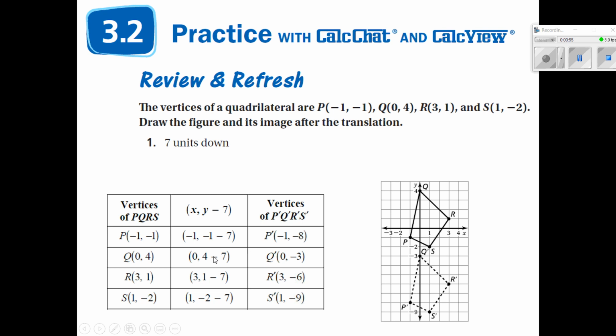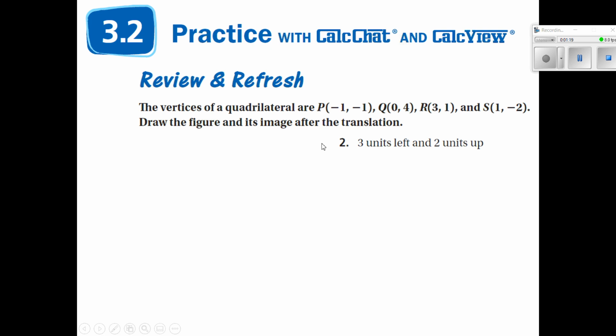Q would have 4, again 7 down, which is negative 7. That'll give us a negative 3. So Q will be put at negative 3. As you can see, I'm going to take each of the y coordinates and subtract 7 from it to make my new image prime. All right, number 2 is for you to do.